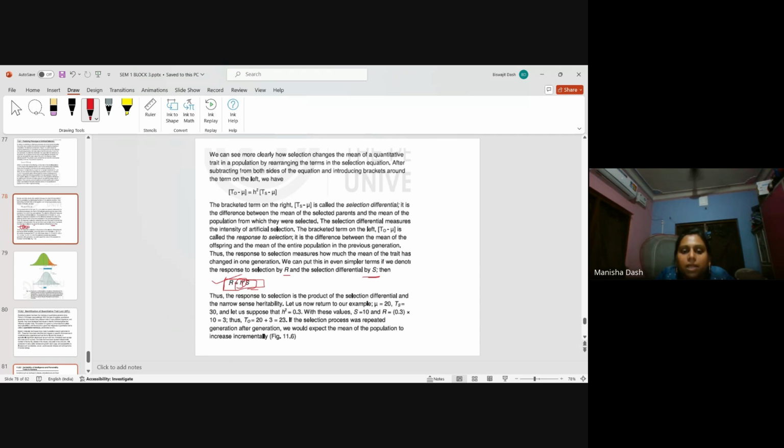So this multiplication will give you an idea which offsprings you should be selecting to propagate further. So that is actually the utility of narrow sense heritability.